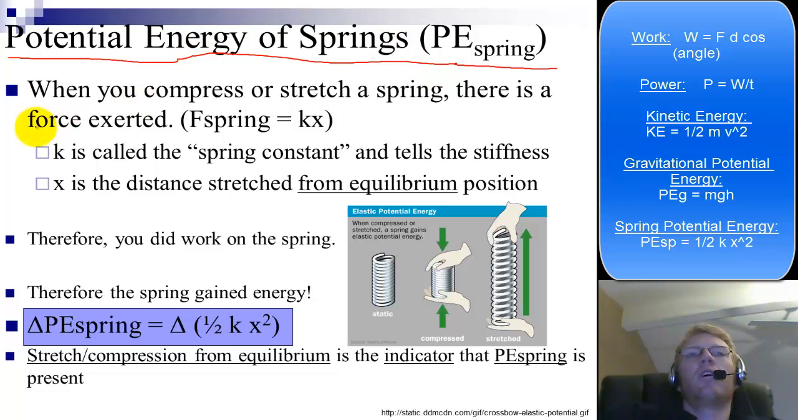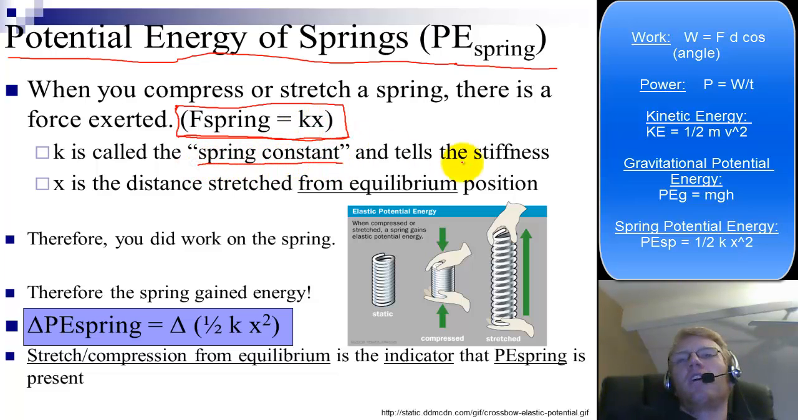Okay, so there's a formula here for the force exerted on a spring. You should know this one, even though it's not an energy, it's very closely related to the energy. To compress or stretch out a spring, you have to apply a force that's k times x. So k is the spring constant. The higher the value of k, the stiffer the spring is and the harder it is to compress.